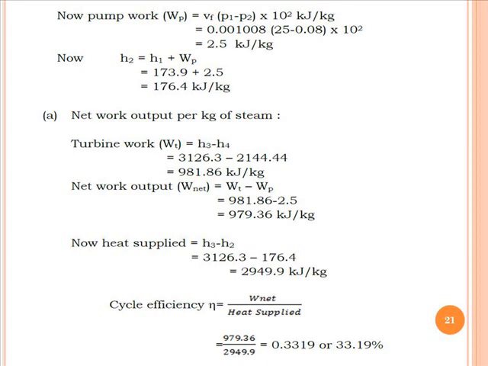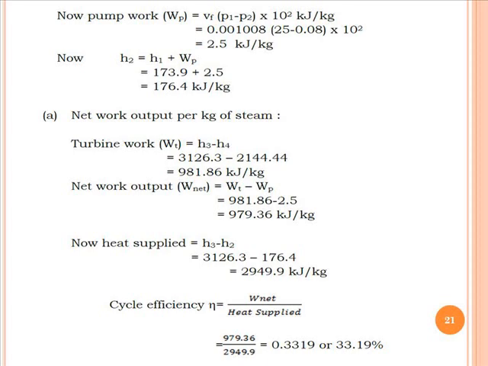2144.44 kilojoule per kilogram. Now the pump work is VF into P1 minus P2 into 10 power 2. So the pump work is 2.5 kilojoule per kilogram. So your H2 value equals H1 plus WP. So that is enthalpy at the outlet of the pump, that is 176.4 kilojoule per kilogram.